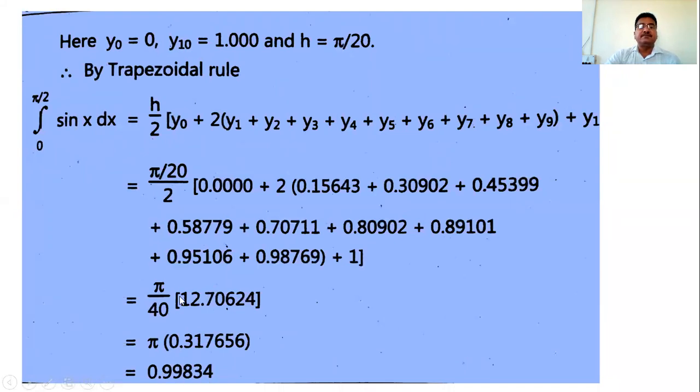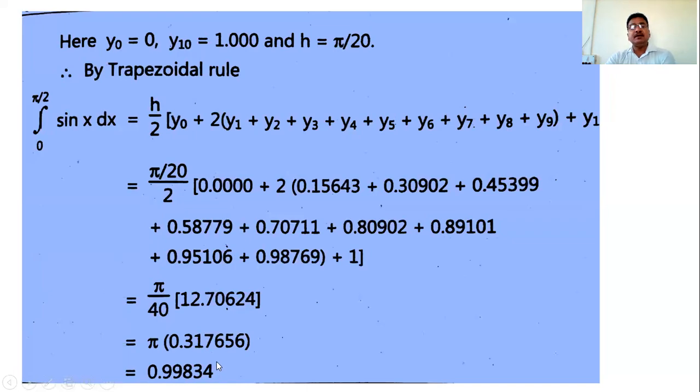We get this answer. And what is h? h is pi by 20. Substitute all the values from Y0 to Y10, and we get the answer 0.998334. We can also find the correct answer. Integration of sin x is minus cos x, then the value at the upper limit minus the value at the lower limit, that is, the answer is 1. The actual answer is 1 if you find it using standard rules of integration. So this is the approximate answer, the answer by using the trapezoidal rule.